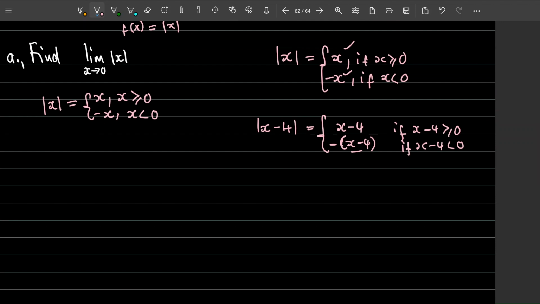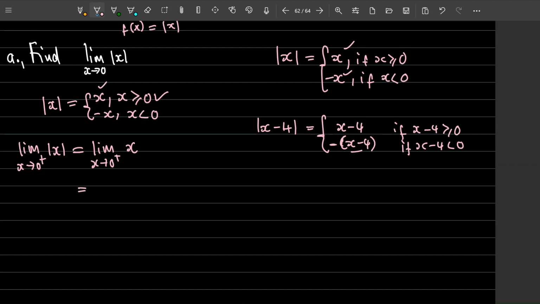We can now say the limit as x approaches 0 from the right of modulus of x is equal to the limit. We do one at a time. We'll start from the right. What is from the right? We take x greater than or equal to 0. So it's going to be the limit as x approaches 0 from the right of x. It's just x because we are taking x greater than or equal to 0, so our absolute value will be just x.